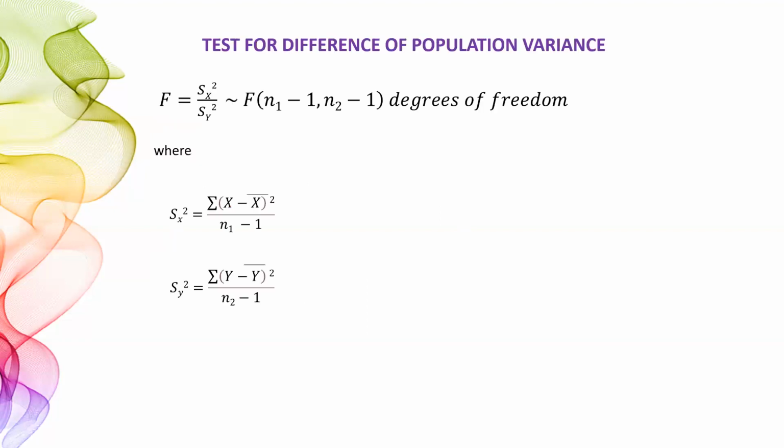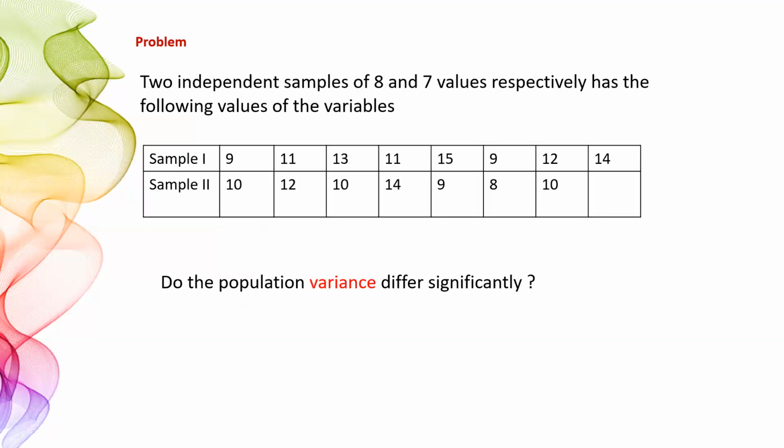So the formula for F-test is F is equal to Sx square divided by Sy square, which follows F with n1 minus 1, n2 minus 1 degrees of freedom, where Sx square is equal to summation x minus x bar the whole square divided by n1 minus 1, and Sy square is equal to summation y minus y bar the whole square divided by n2 minus 1. So this formula can be easily understood by one problem. So we'll go for the next problem.